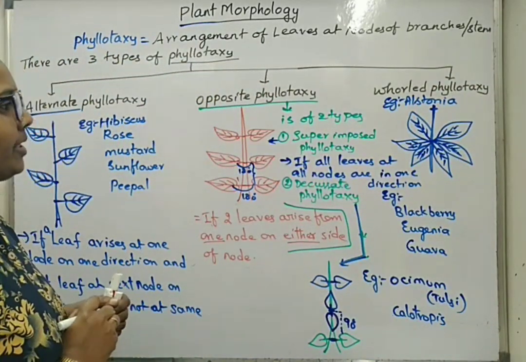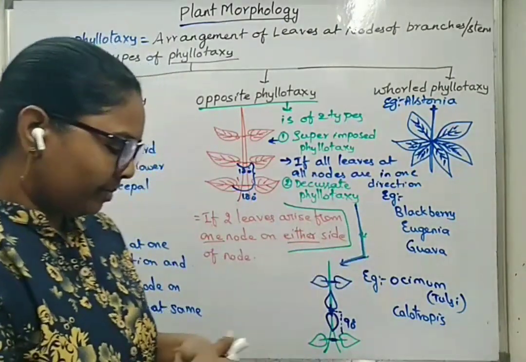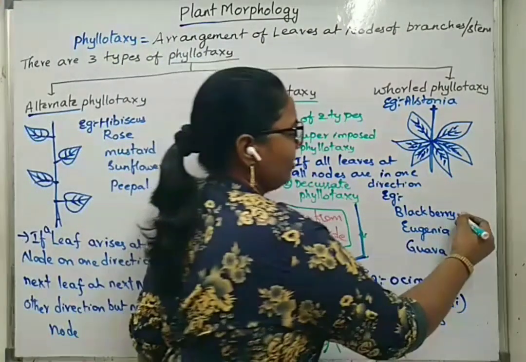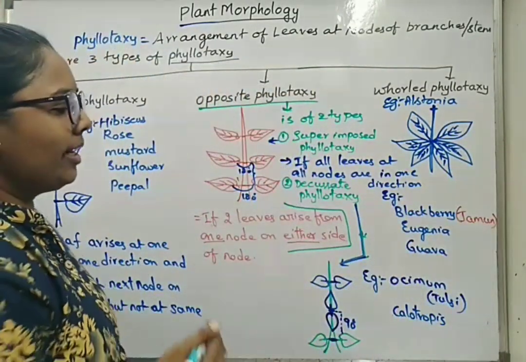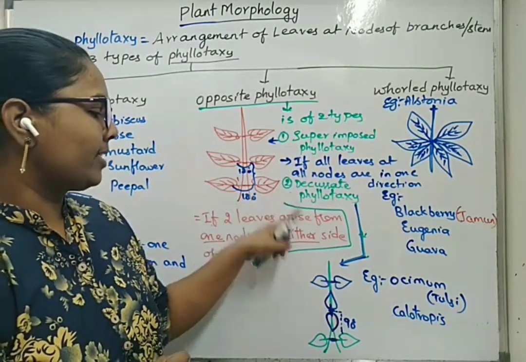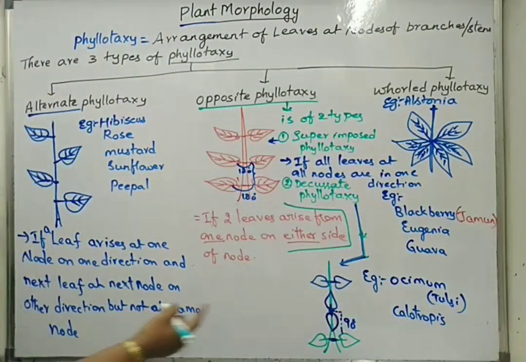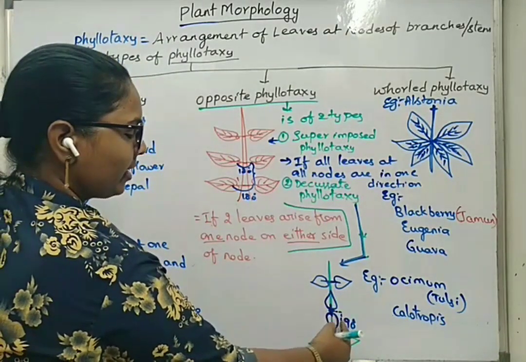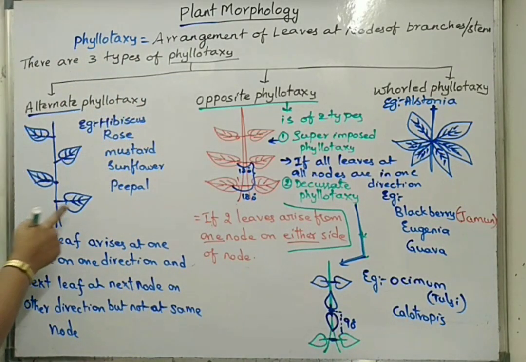In opposite superimposed phyllotaxy, examples are blackberry, which we commonly call jamun, eugenia and guava. In opposite decussate type of phyllotaxy, examples are Ocimum, commonly called tulsi, and calotropis. Here the nodes give leaves which are at a 90 degrees angle to each other. In alternate phyllotaxy, examples are hibiscus, rose, mustard, sunflower and peepal trees.